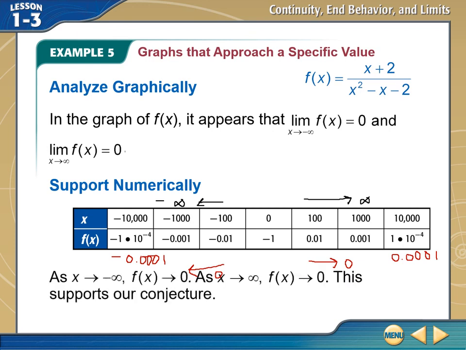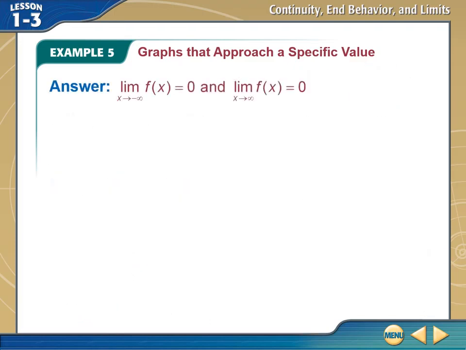As x approaches negative infinity, f of x approaches 0, and as x approaches infinity, f of x approaches 0, and this supports our conjecture. This is the final answer. Limit as x approaches negative infinity of f of x is equal to 0, and the limit as x approaches infinity of f of x is equal to 0. And here, in this example, I was approaching a specific value and not just infinity or negative infinity.